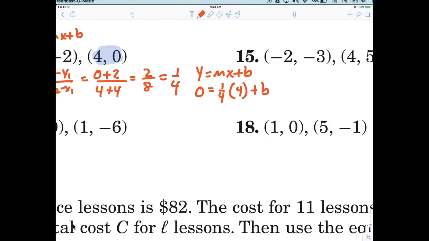So now I have 0 equals 1 plus b. So b is equal to what? B is equal to -1. So my equation would be, someone? Y equals x minus 1.